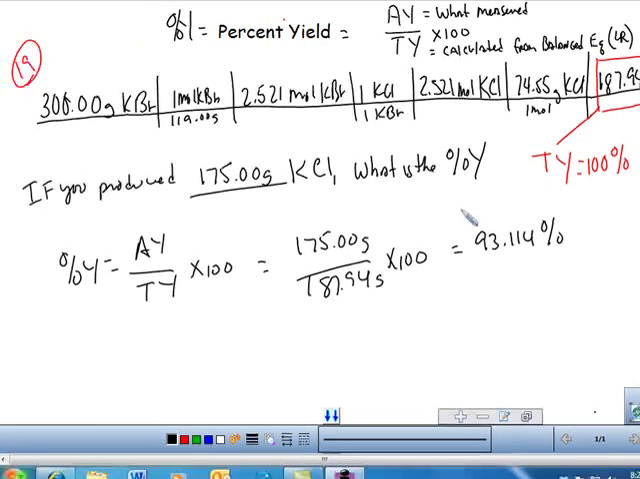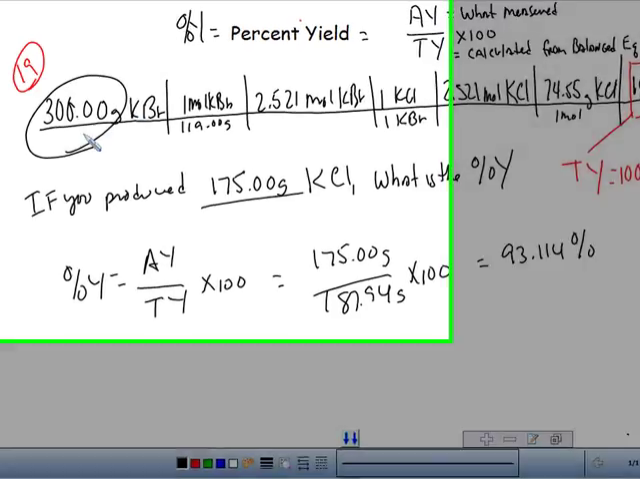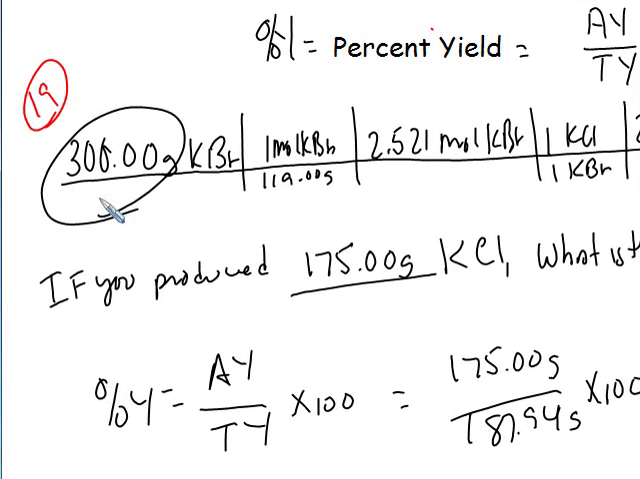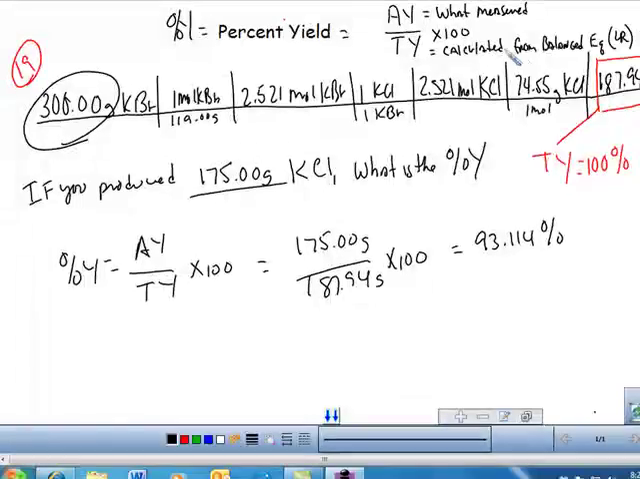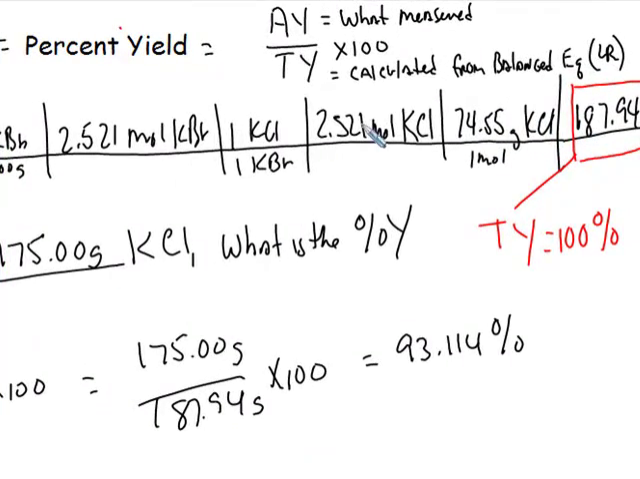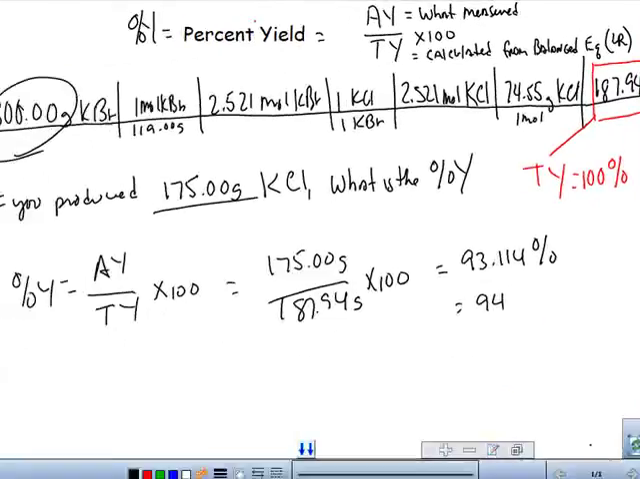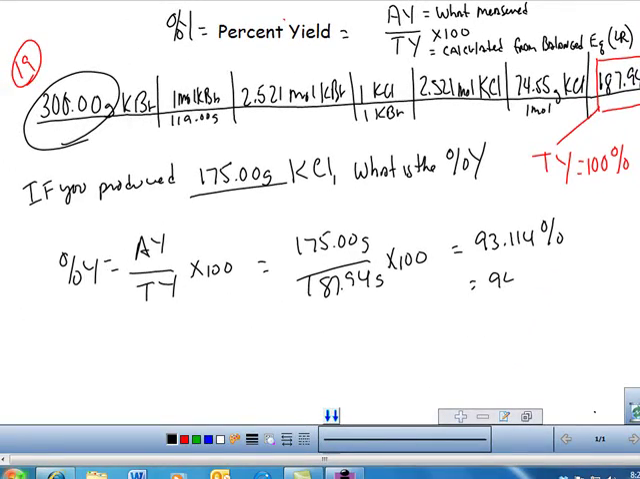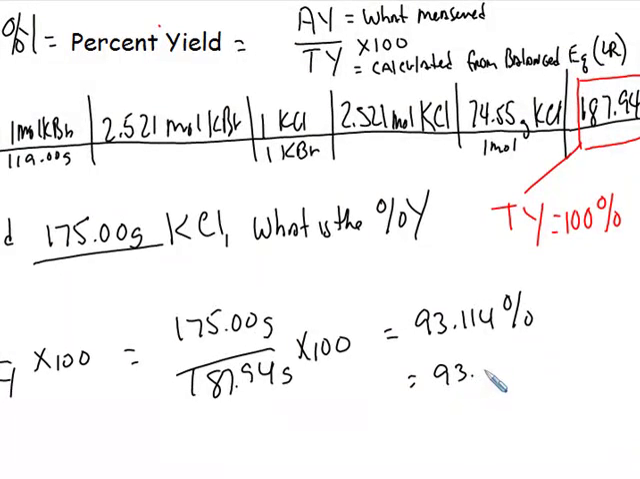Now, in our original equation, you were given three significant figures. Here we've got 5, 4, 5, 5, so we have to drop to 4. So we would say 93 point what? 11, right? If we're going to four significant figures. Okay, and that's it for percent yield.